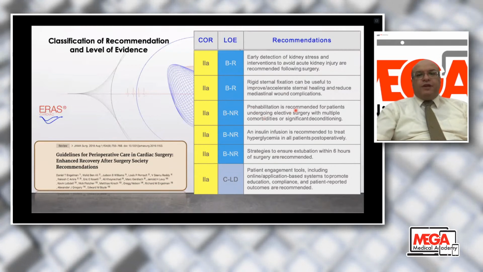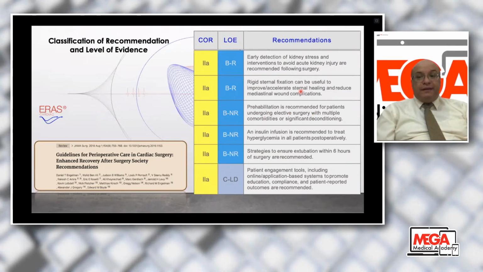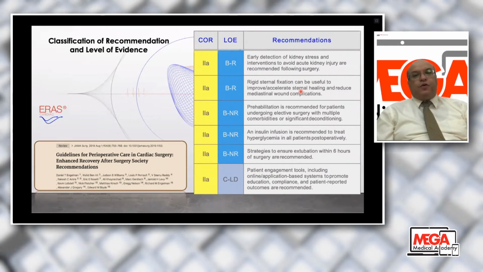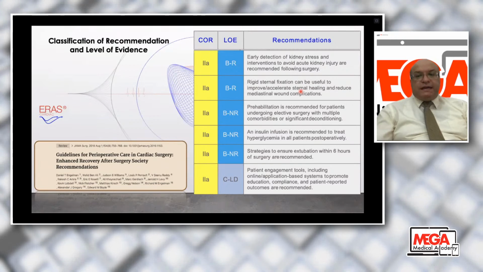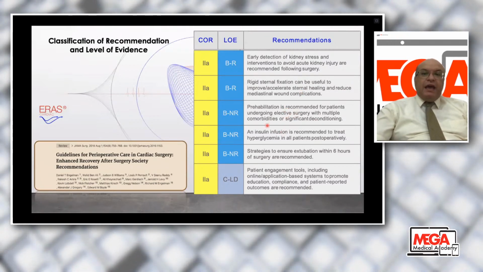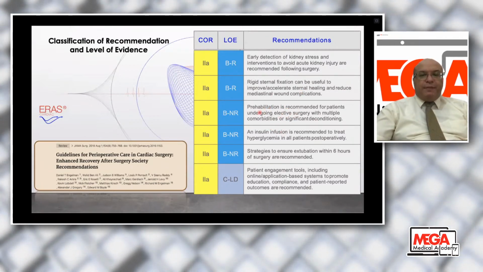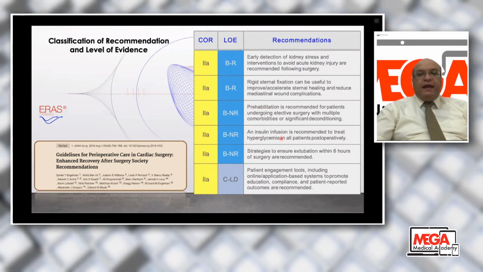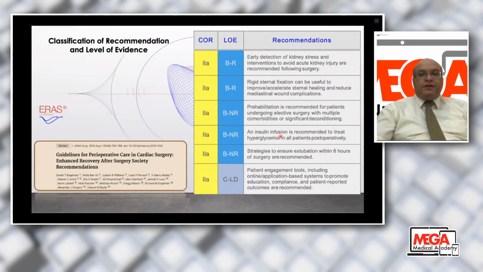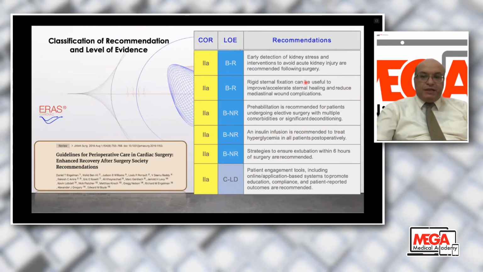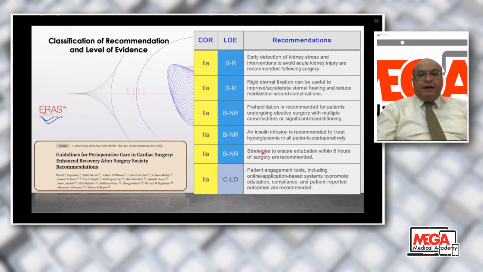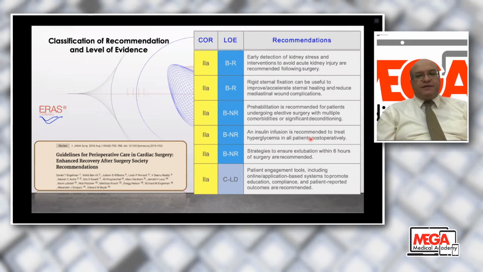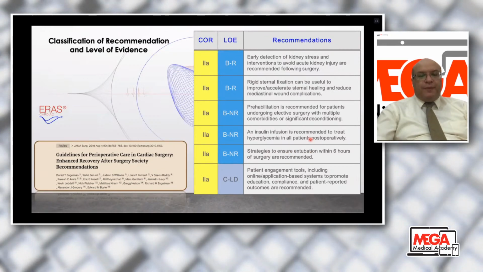Also, class 2A, rehabilitation is recommended for patients undergoing elective cardiac surgery with multiple comorbidities, or if there is significant deconditioning. I'll show you examples of rehabilitation later on. Another one, based on a non-randomized study, which is level 2A: insulin infusion is recommended to treat hyperglycemia in patients post-operatively. Similarly, strategies to ensure extubation within the first 6 hours after cardiac surgery are highly recommended.